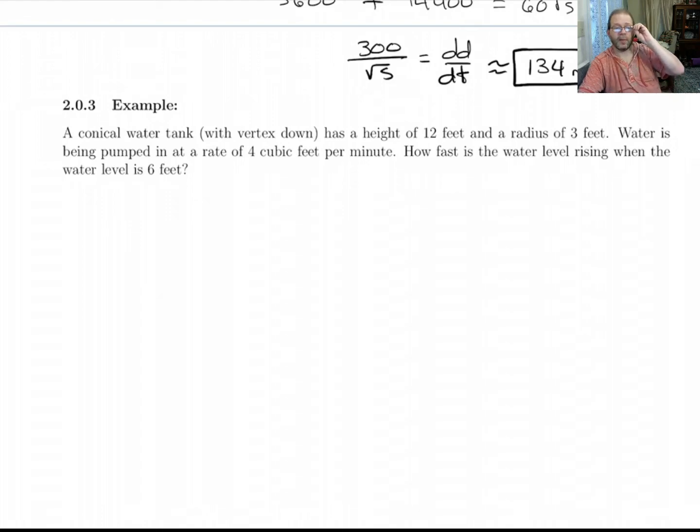All right, let's look at this problem. We've got a conical water tank, and its height is 12 feet and its radius is 3 feet. Water is being pumped in at 4 cubic feet per minute. How fast is the water level rising when the water level is 6 feet?